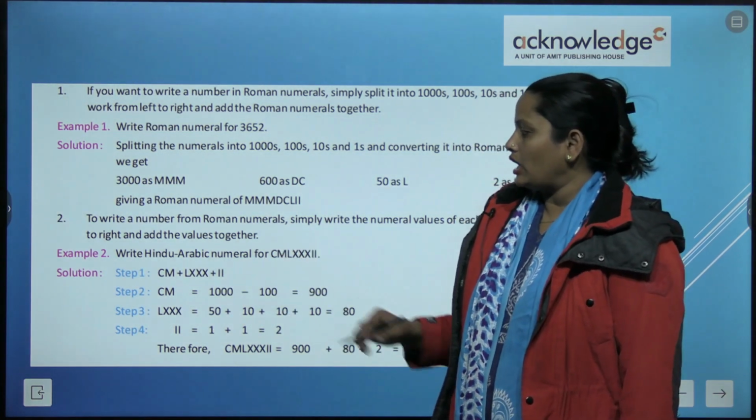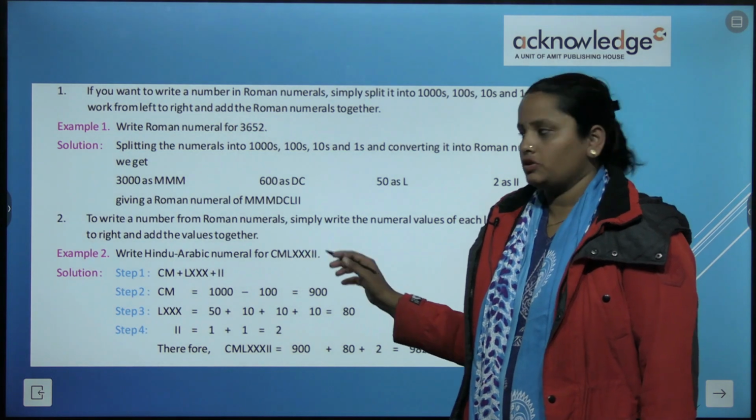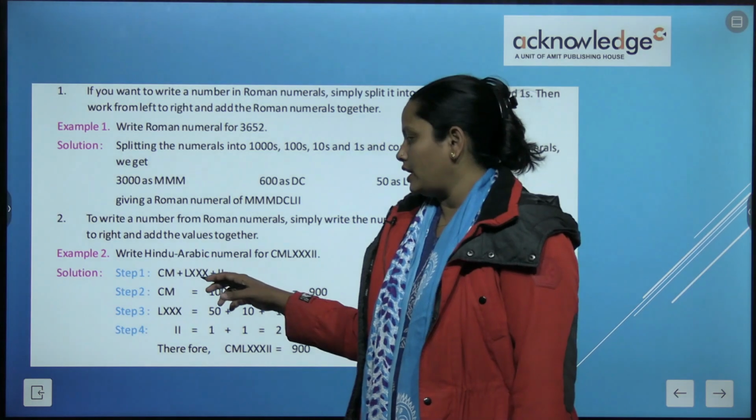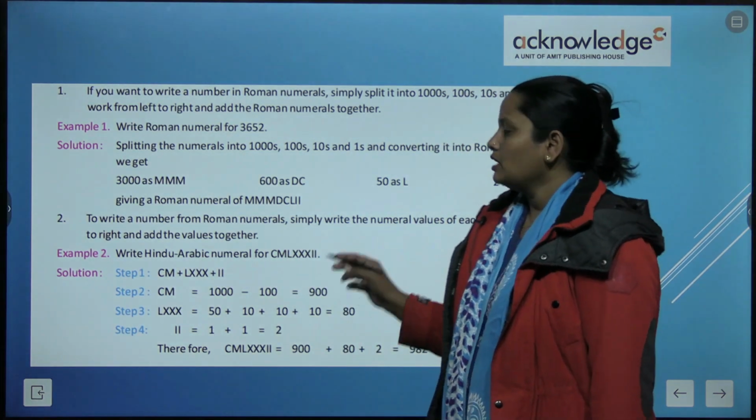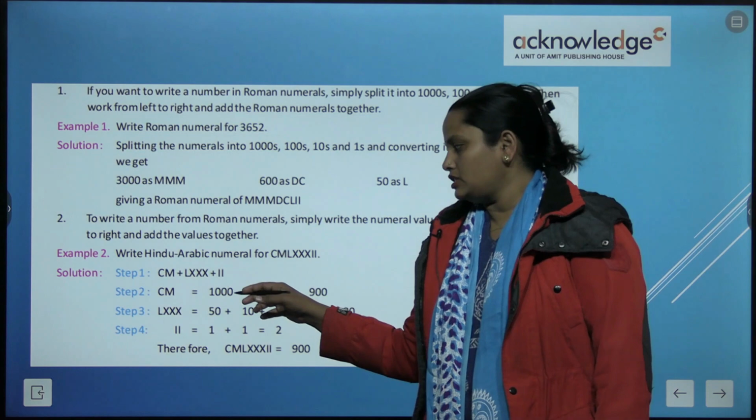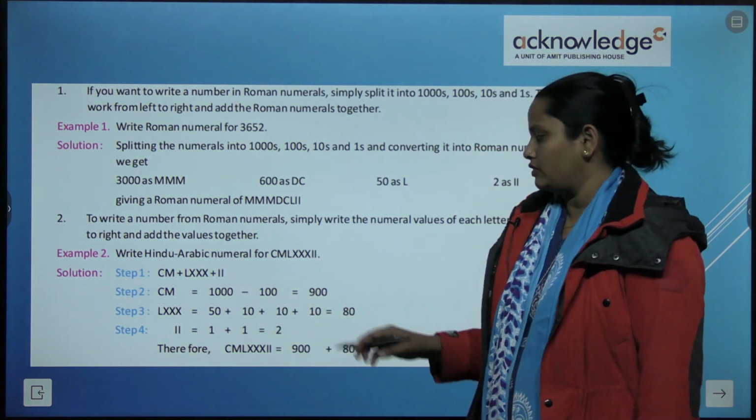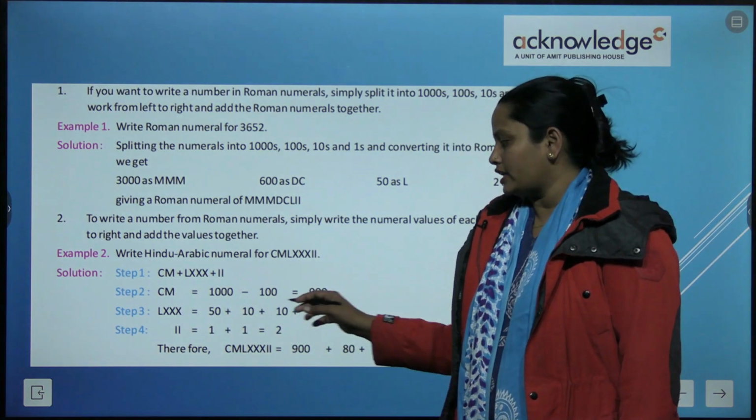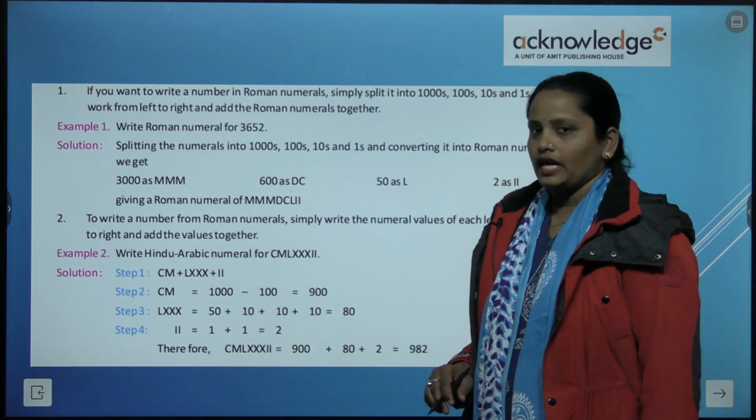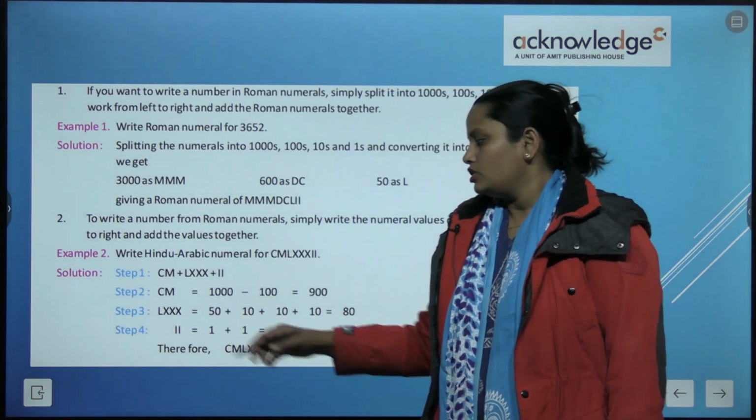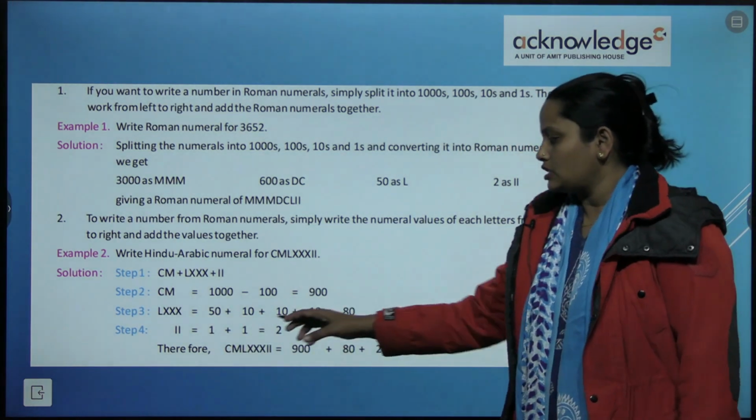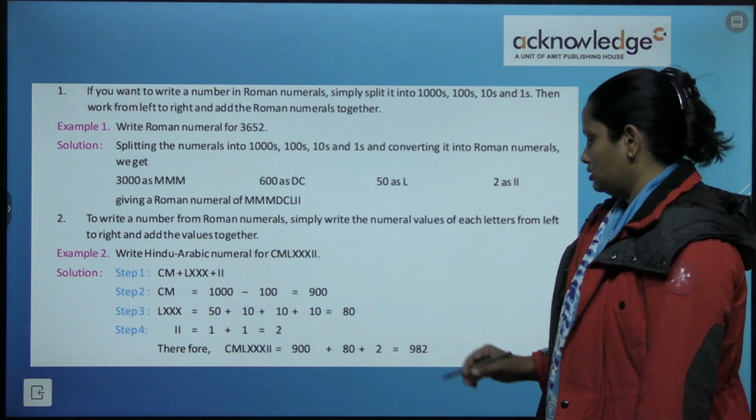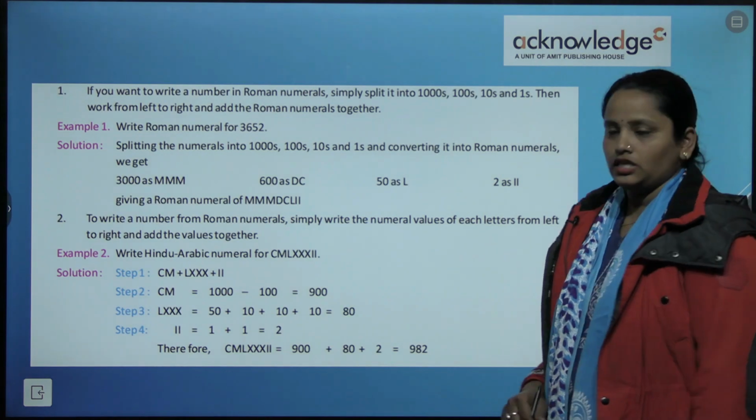Now write the Hindu-Arabic numeral for this. These numbers are given, and we have to write the Hindu-Arabic numeral for them. So CM plus L plus triple X plus 2. CM means 1000 minus 100 which is 900. L means 50 and triple X means 30, which is 80, plus 2. 2 means 1 plus 1 which is 2. Now when we add all three, we get the number 982.